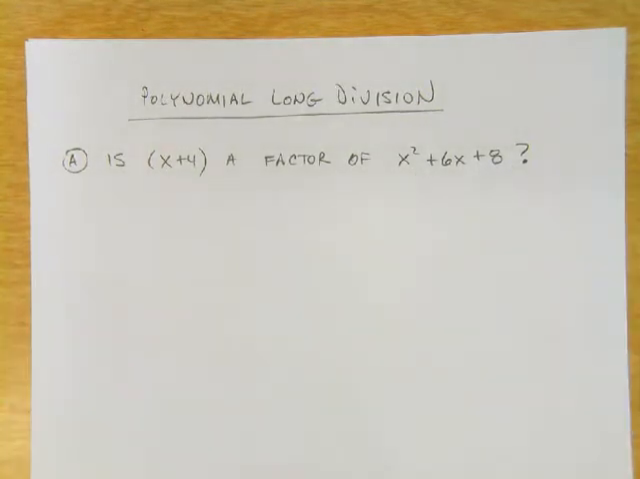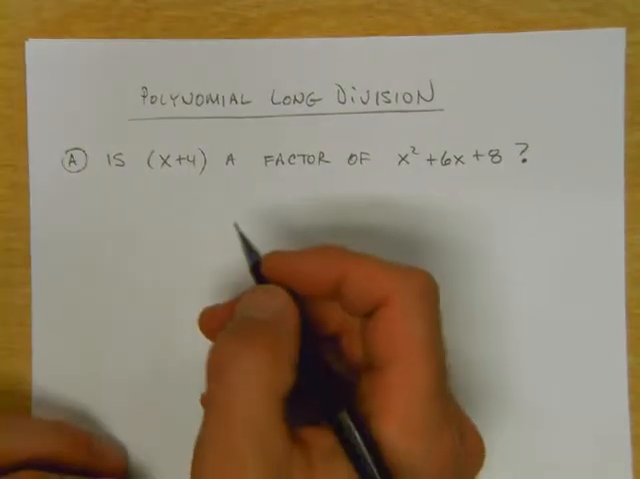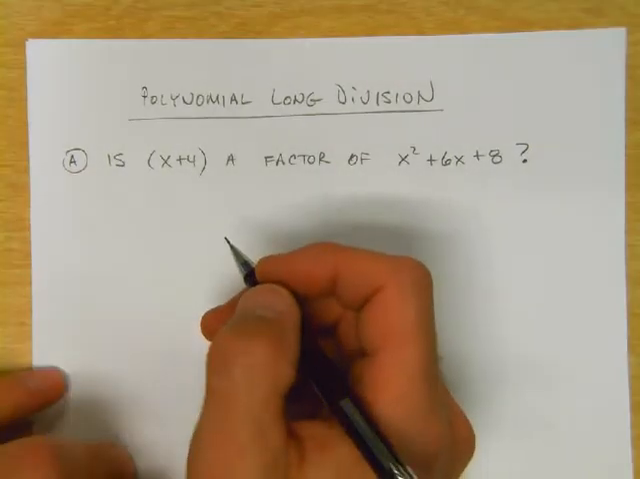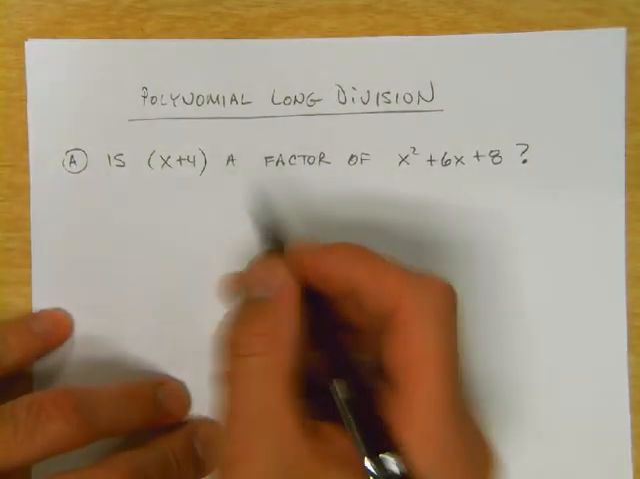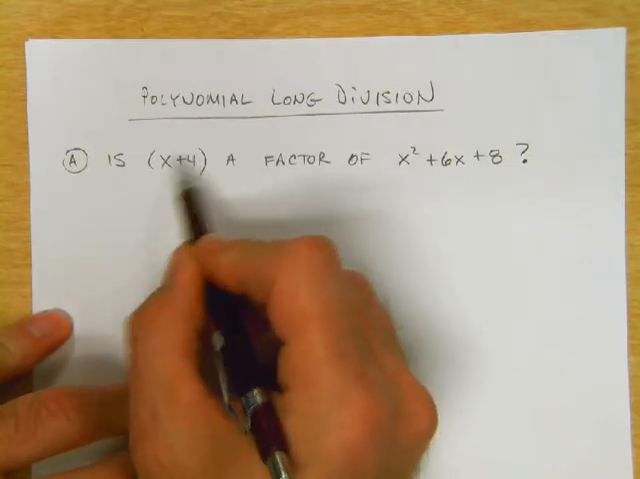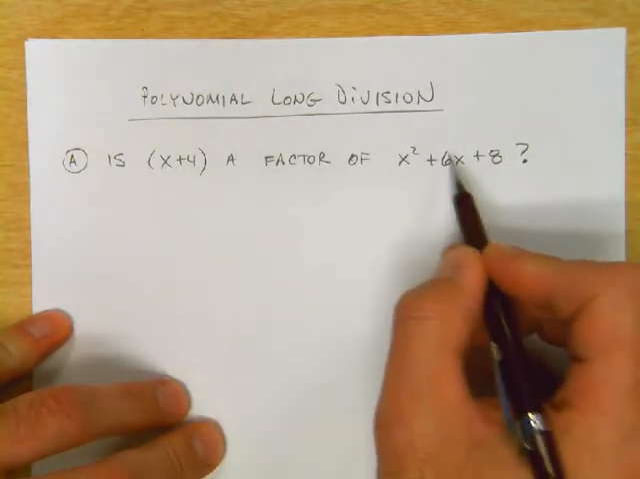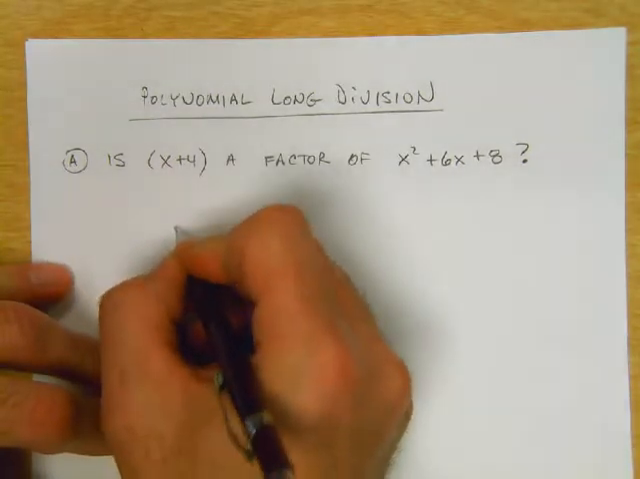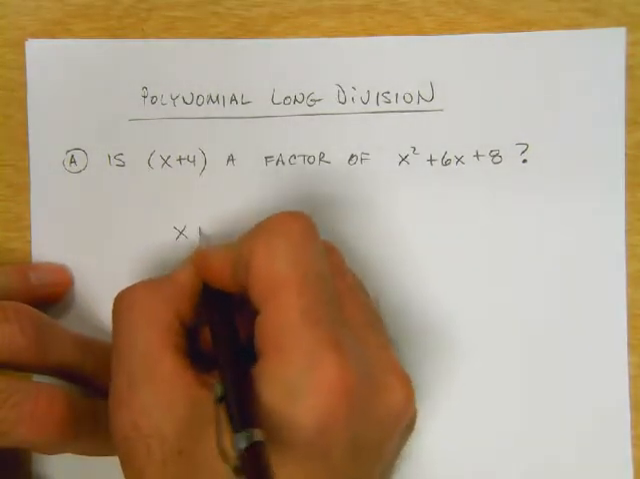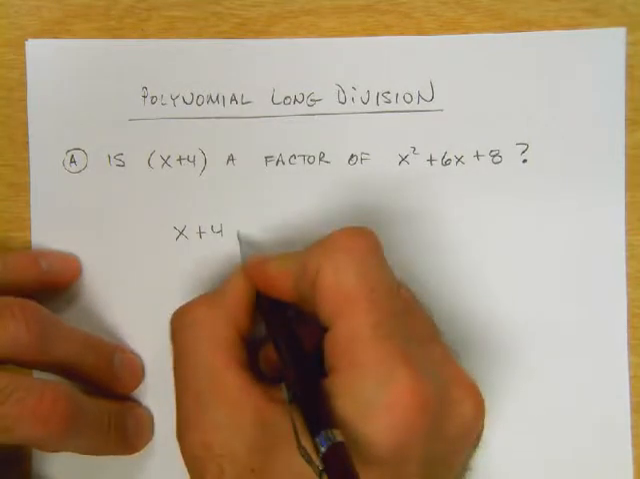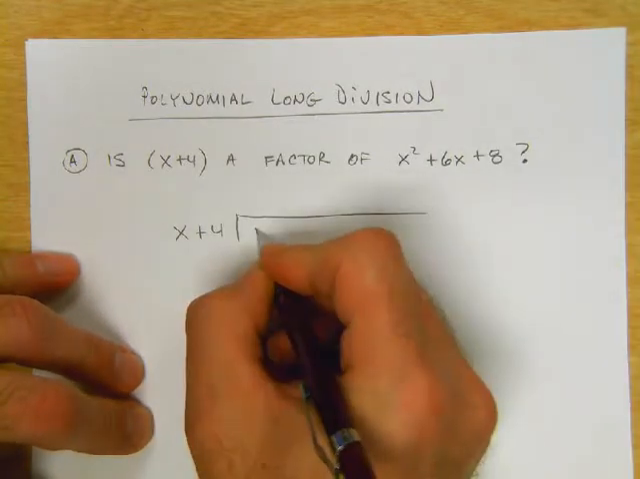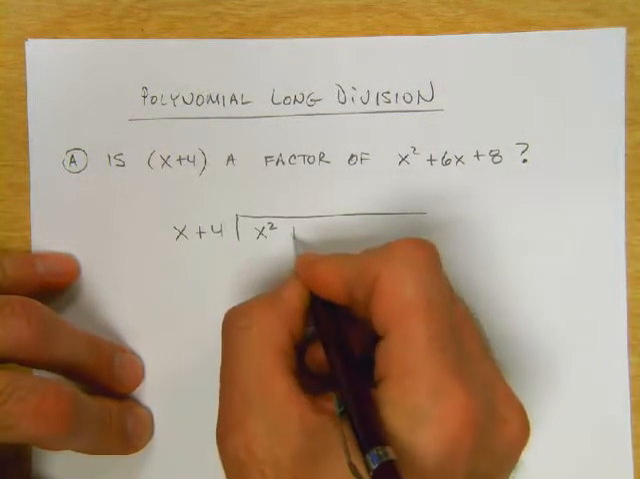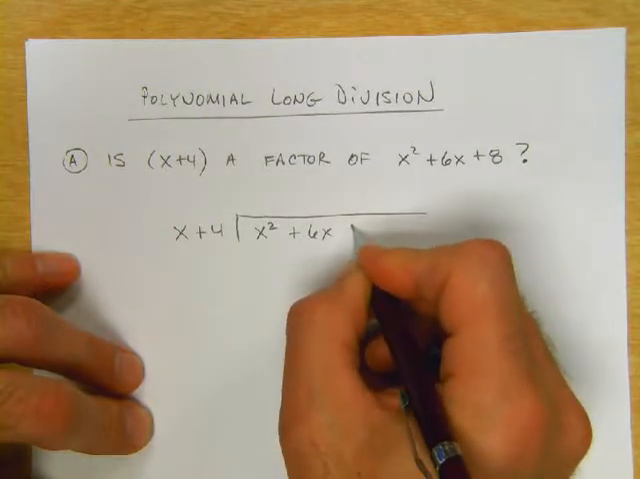All right, so the way that we can find out if it's a factor is by dividing x plus 4 into this quadratic trinomial. So we are going to write it out just like long division, x plus 4, and then x squared plus 6x plus 8.